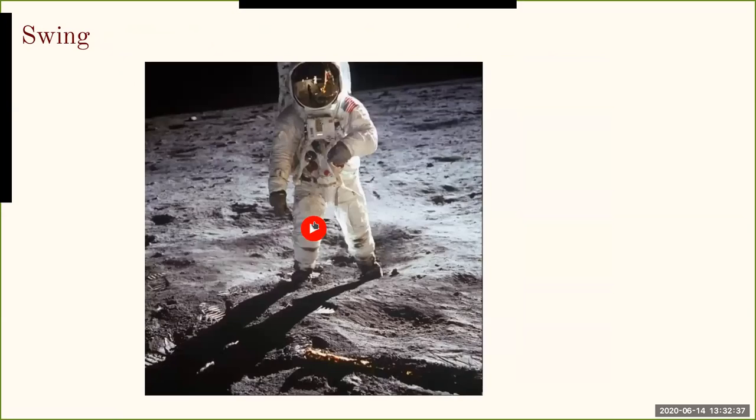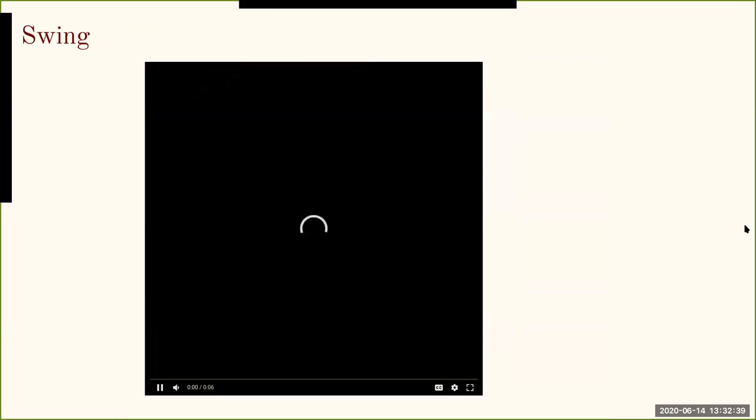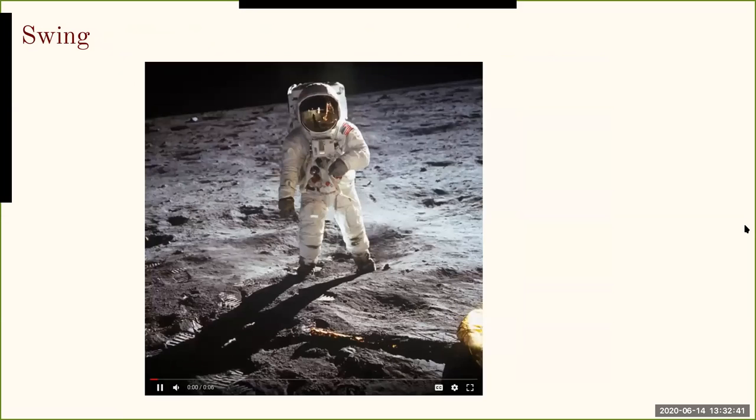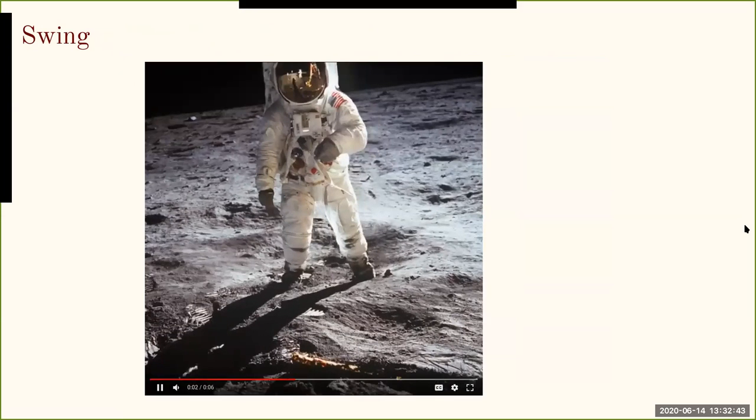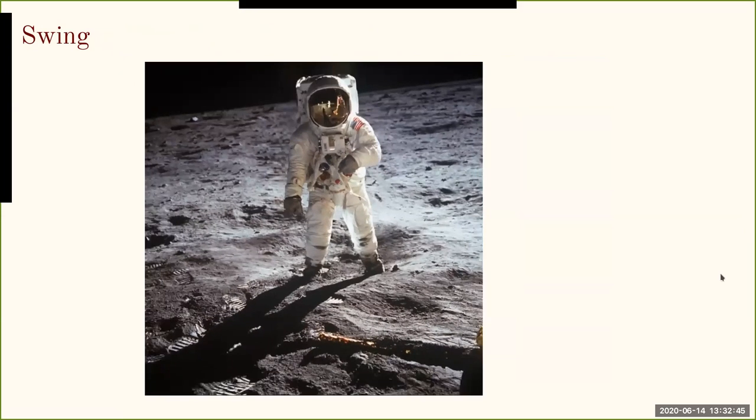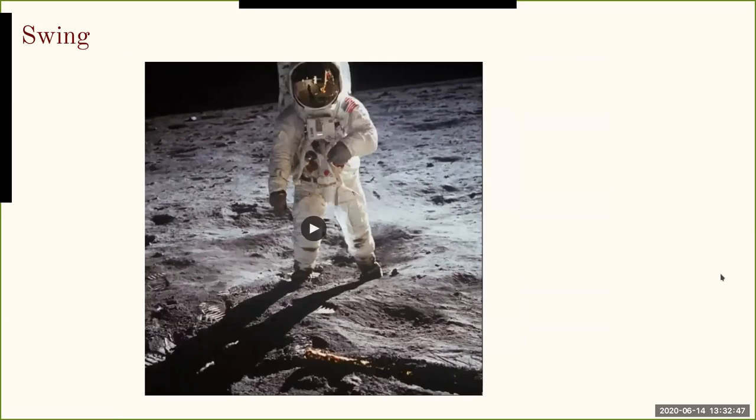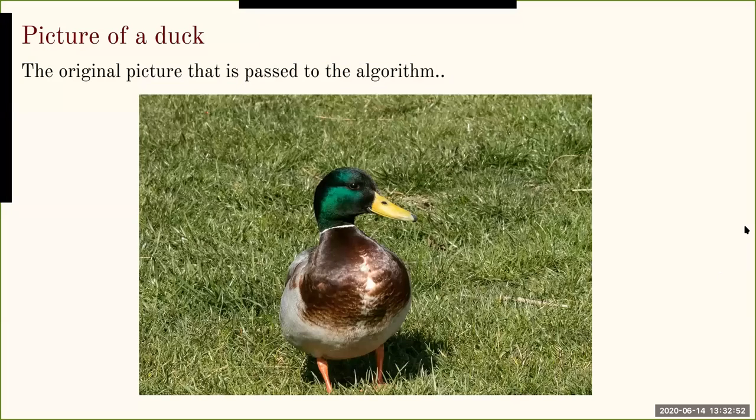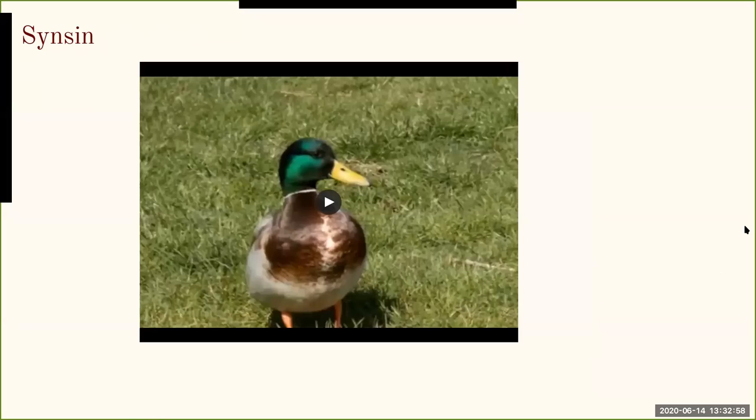I will go directly to the actual swing method. Swing is again the combination of all those methods. This is the moon, this is the second moon. I don't know, there are a lot of controversies around this image, if you know. This is another, a picture of a duck. This is SinSin, another method. Our method is state of the art and surpasses all these methods.